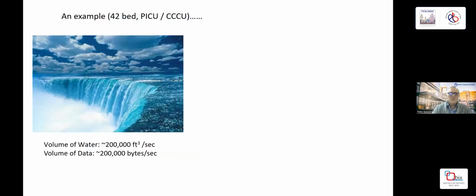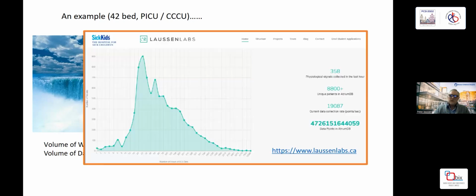How much do we collect in terms of waveforms in the predictive sense? Well, this is data taken out of Sick Kids, where I was fortunate to work for 8 years running the Department of Critical Care. And I call it a Niagara Falls of data occurring in the 42-bed intensive care unit there. Over Niagara Falls is 200,000 cubic feet per second of water. We're collecting data at around 200,000 bytes per second at Sick Kids. And I welcome you to look at our website here that gives a real-time ticker tape, if you like, of the data collection. At least 2 weeks ago when I took this screenshot, we had 4.7 trillion data points that have been collected over the last 5 years in nearly 9,000 patients.